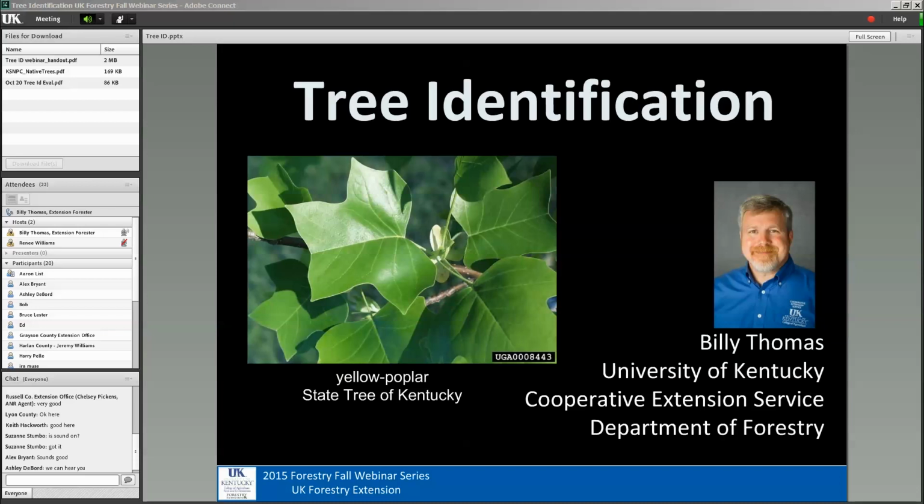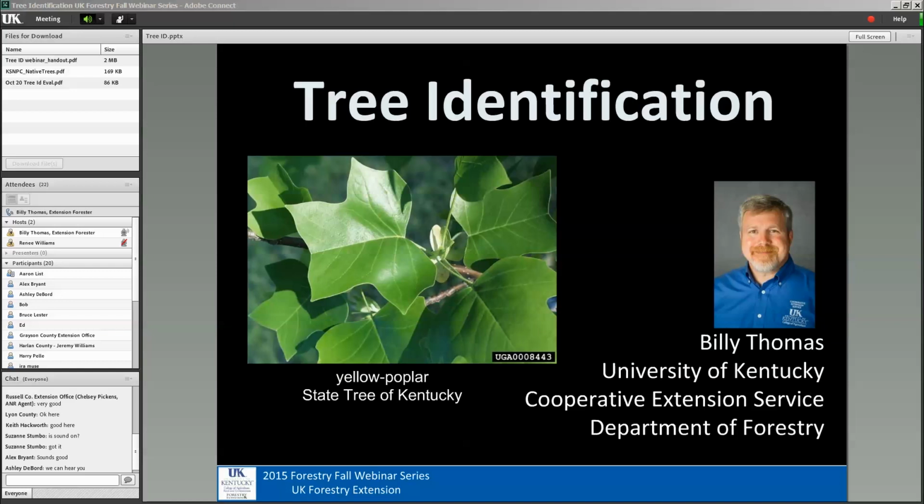So I'm Billy Thomas. I'm an extension forester here in the Department of Forestry at UK. I've been in my current position about 10 years. I have an undergrad and a master's in forestry from the Department of Forestry. So I've done all my training here in Kentucky, and I wouldn't have it any other way. I certainly love it. I'm originally from Bell County, Middlesboro, and just glad to be with you all tonight.